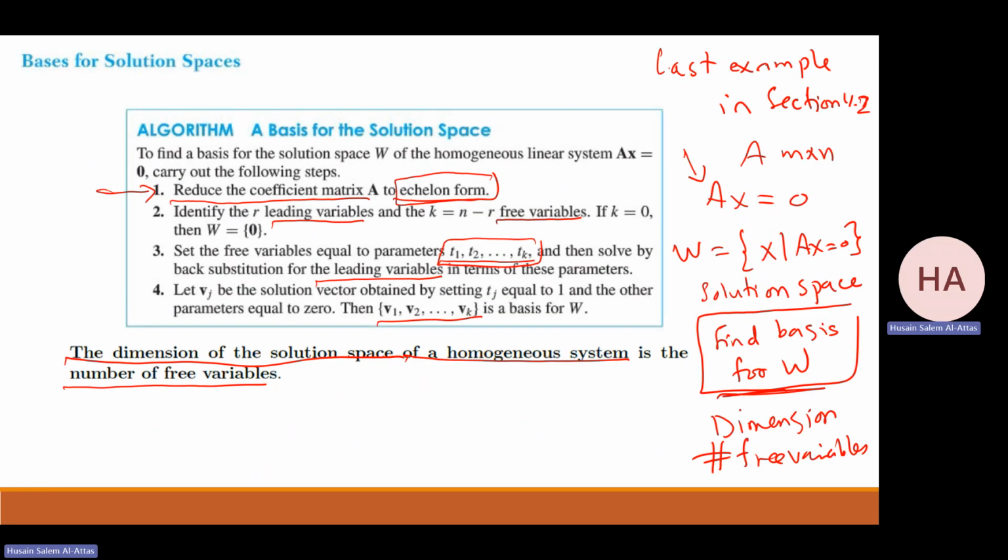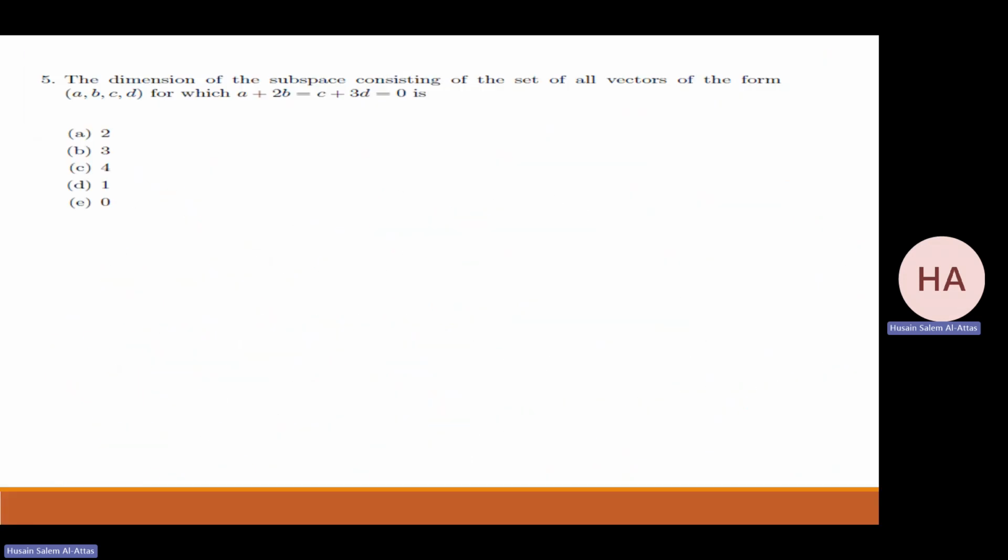We have also the basis for the solution space, like what we did in the last example in section 4.2, which was covered in the first exam. The idea is very simple. I will reduce the matrix into echelon form. Then I will identify leading variables and free variables. The dimension of the solution space of the homogeneous system is the number of free variables. How to find the basis? I will write the leading variables in terms of the free variables and give them some parameters. Then I can get the vectors. And I think we did many examples about that.